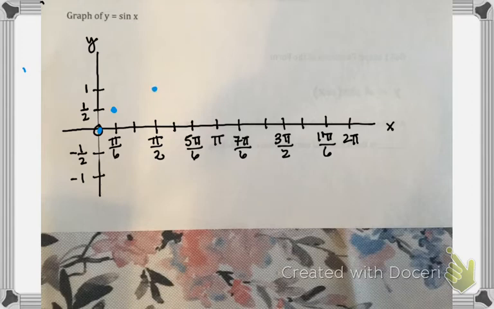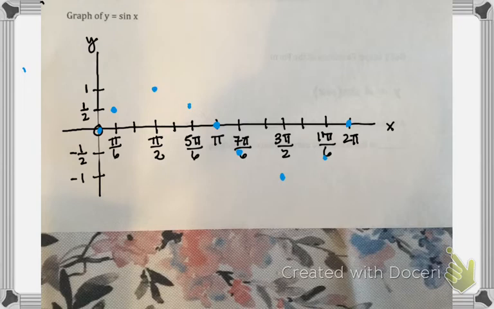And then 5 pi over 6, we go to 1 half again. And then we come down here to 0, excuse me. We come to 0 at pi. 7 pi over 6, it's negative 1 half. And then 3 pi over 2, we get the value of negative 1. 11 pi over 6 is negative 1 half, and then we finally come back up to 0.